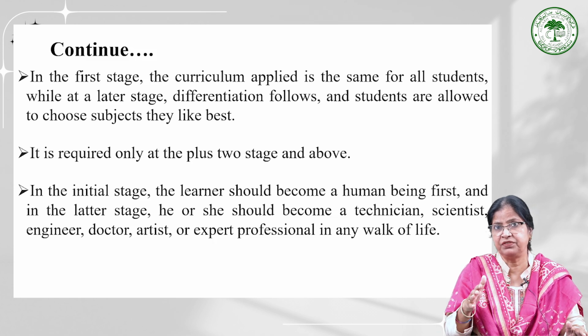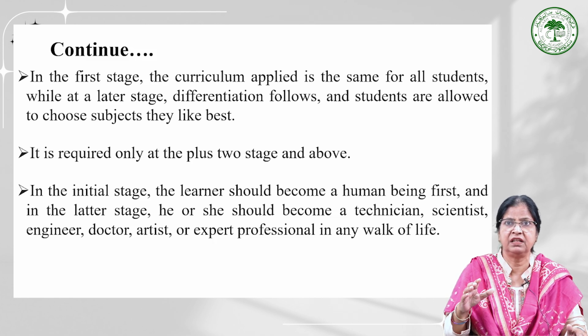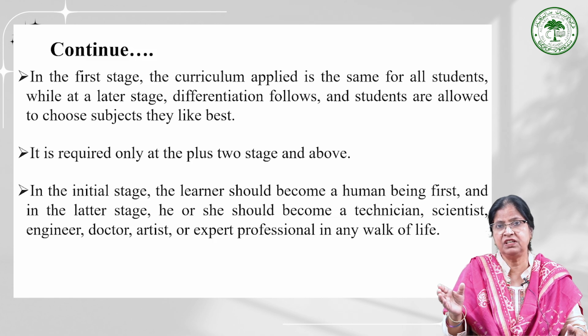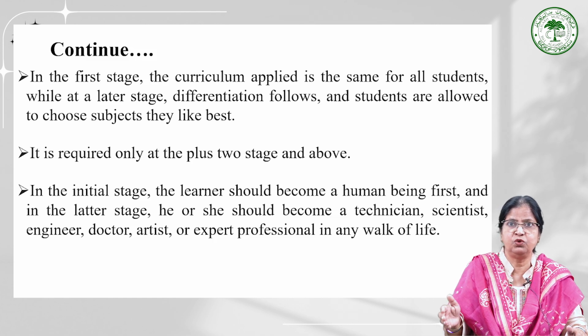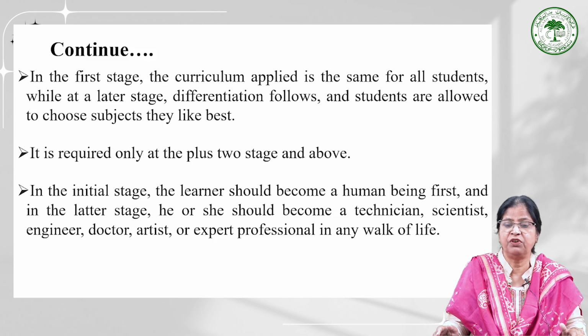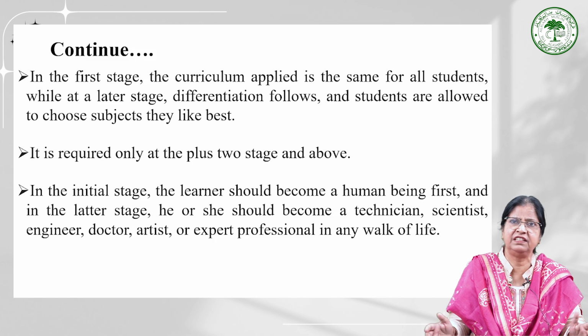It means after passing through 10th class, or after passing through the common classes, the curriculum is similar for all learners. In later stages they decide on specialization: what I have to select, what I have to opt for, what I have to become. So, there are optional subjects or alternative subjects. As per the interest, as per the choice, as per the wishes of the learner, he decides what he has to do in later stages. So, differentiation follows and students are allowed to choose subjects that they like best.